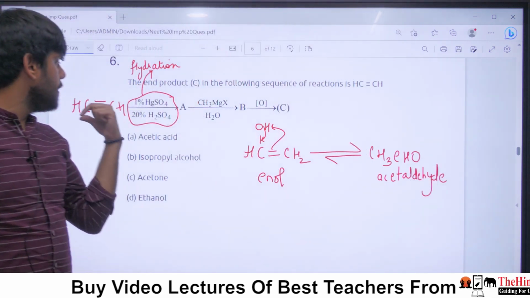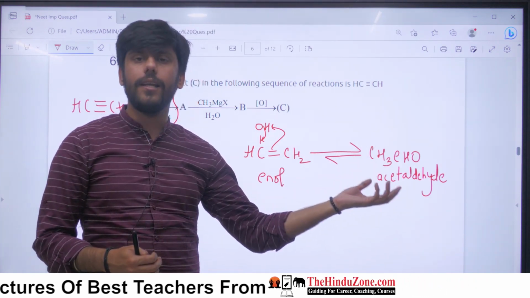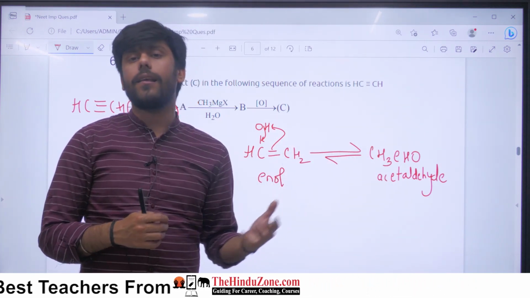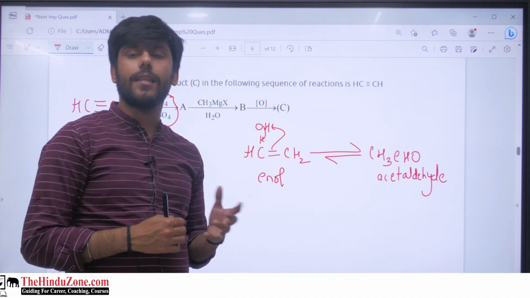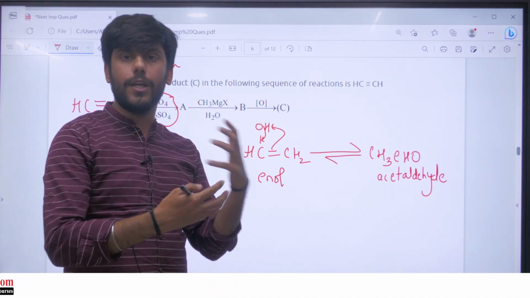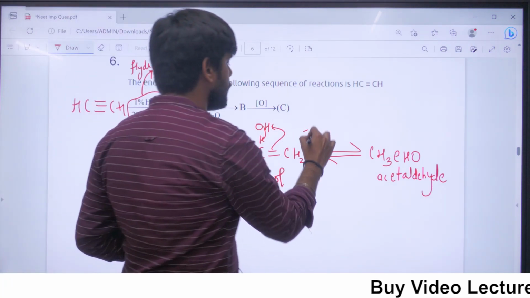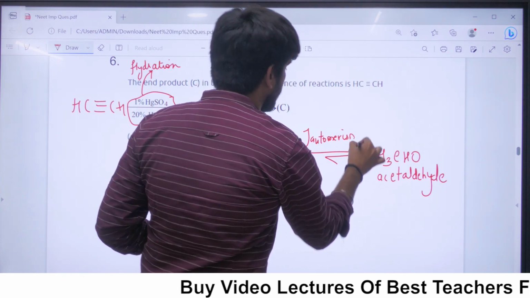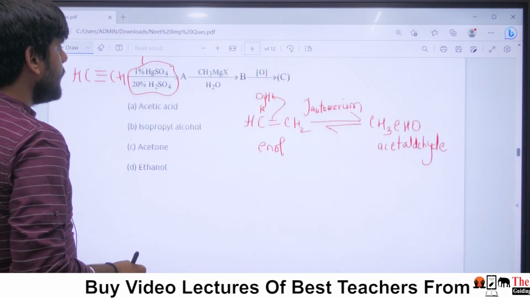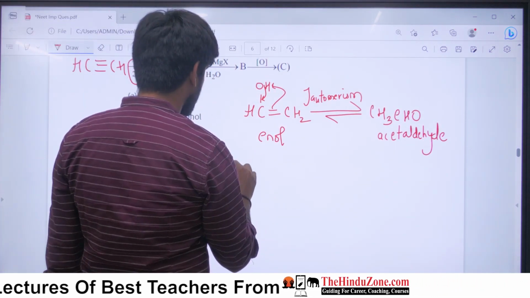So if I have acetylene and I perform this hydration, I end up getting an aldehyde. Any other alkyne will give you, for example if it had been propyne, a ketone as the product. So here I have got acetaldehyde. This is via tautomerism. And the aldehyde is reacting with Grignard reagent.